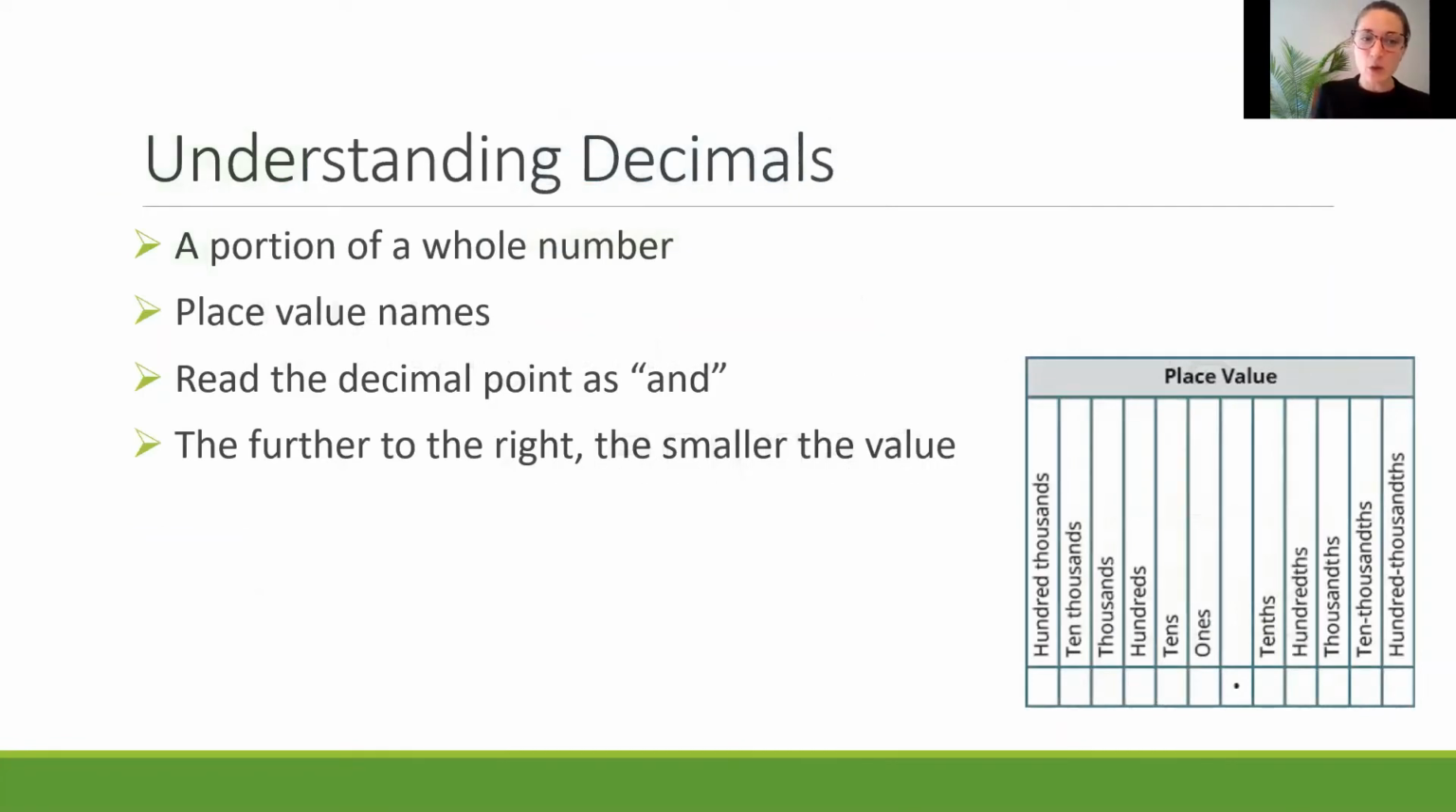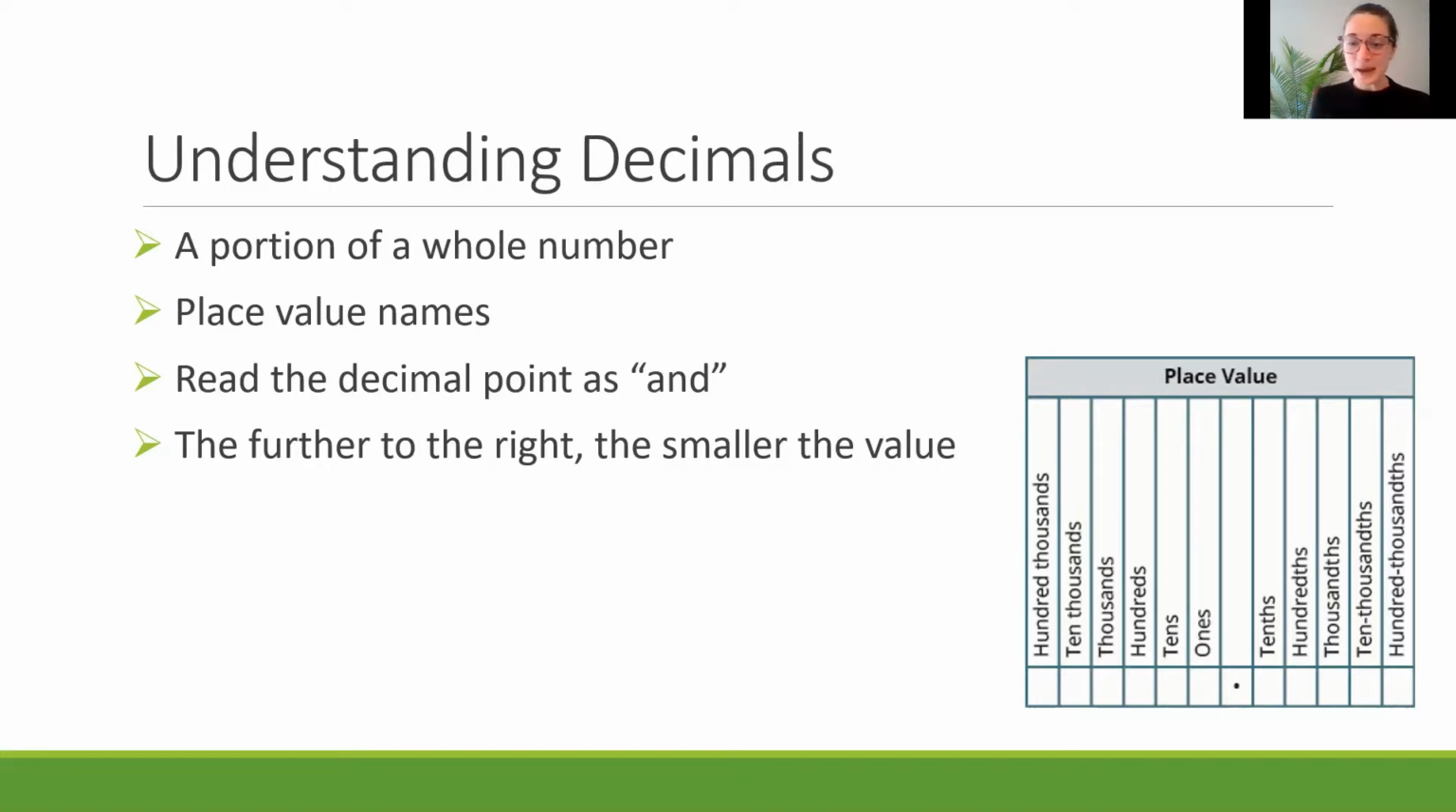So a decimal is a portion of a whole number, and you'll see our place value chart on there that has all the place value names. Everything to the right of that decimal point in the middle there, those are the decimal place values. One spot over is the tenths, another spot over is the hundredths, another spot over is the thousandths, then the 10,000ths and 100,000ths. You'll notice that an easy way to identify them is that they all end in that th sound.